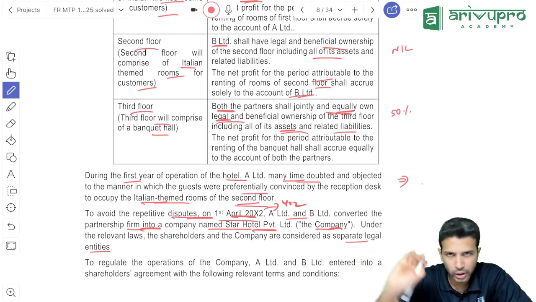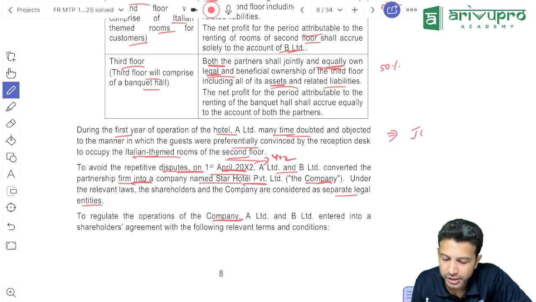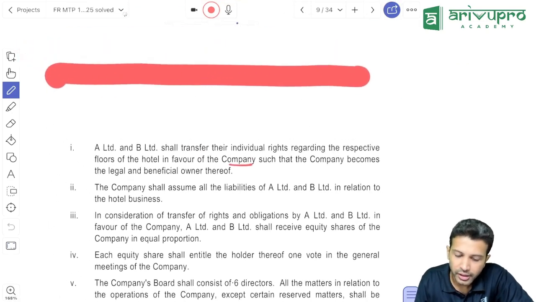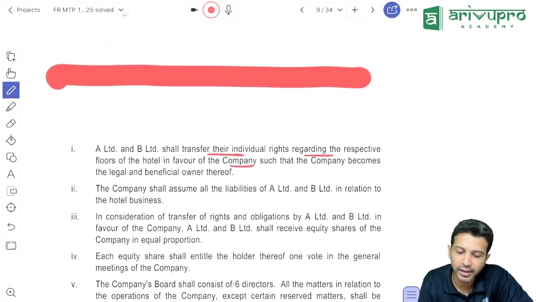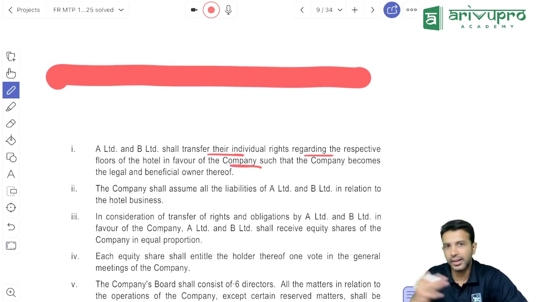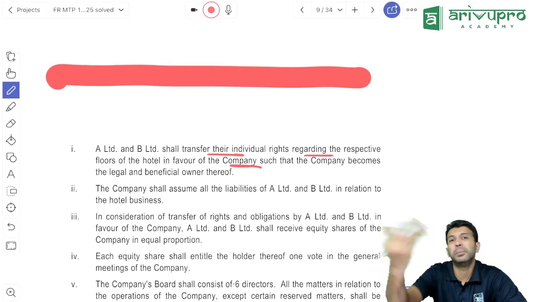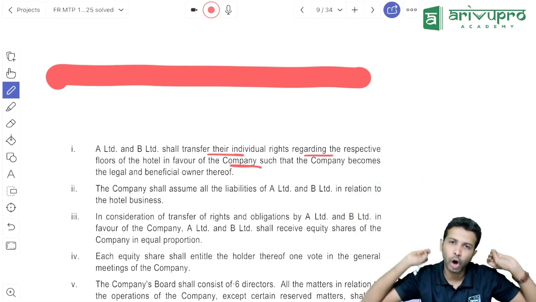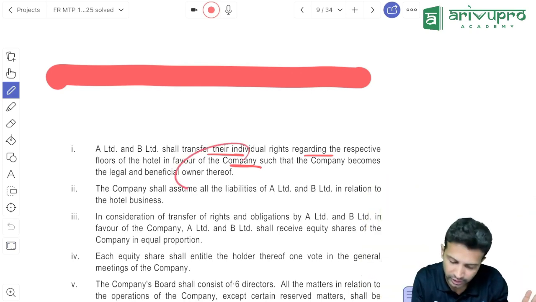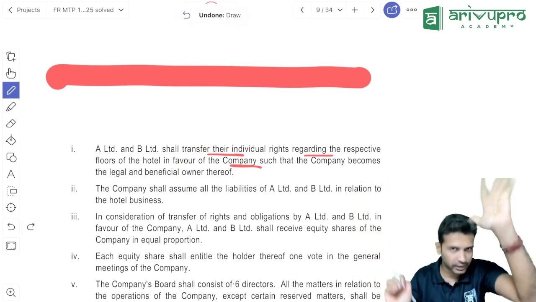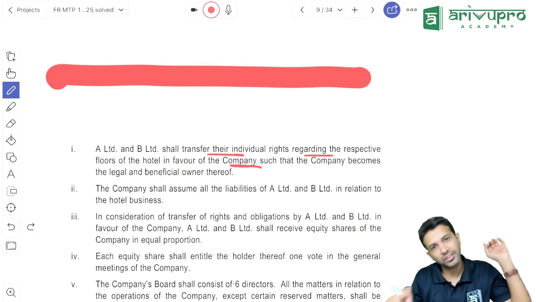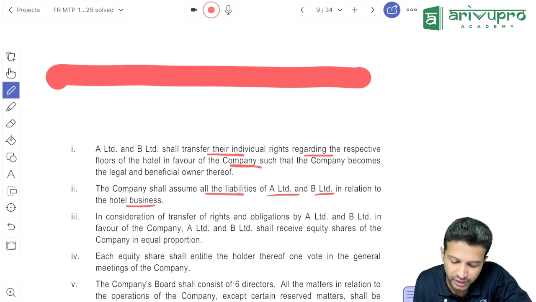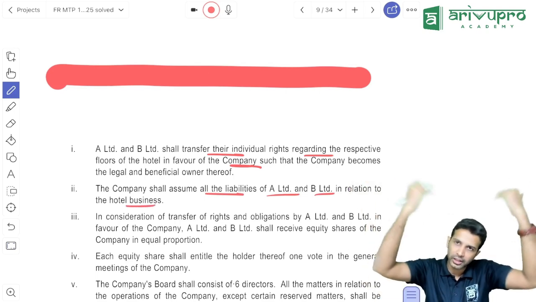Here we'll see. A new company is formed. To regulate operations, A Limited and B Limited have entered into a shareholders agreement with the following terms and conditions. A and B shall transfer their individual rights regarding the respective floors of the hotel in favor of the company. Currently, A owns 100% of the first floor and B owns 100% of the second floor; all those rights they give in favor of the company. They told that all the assets now belong to the company, so the parties don't have a share in the assets. The company shall assume all the liabilities of A and B Limited in relation to the hotel business. Now the company has taken up all the liabilities on its own head.